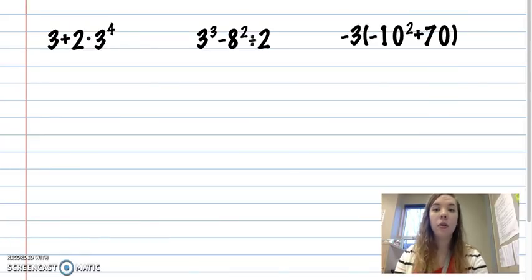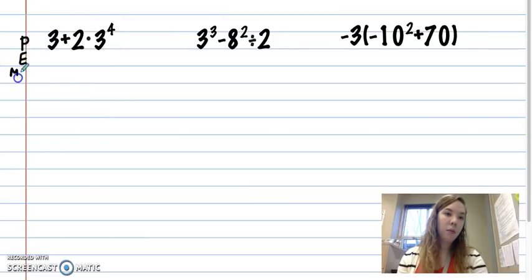All right, so here we're going to do some order of operations problems. Remember, order of operations is PEMDAS, and I like to write it like this because you're doing parentheses, exponents, multiplication and division are really in the same step, and addition and subtraction are in the same step. You just do these from left to right. So we'll do parentheses first.